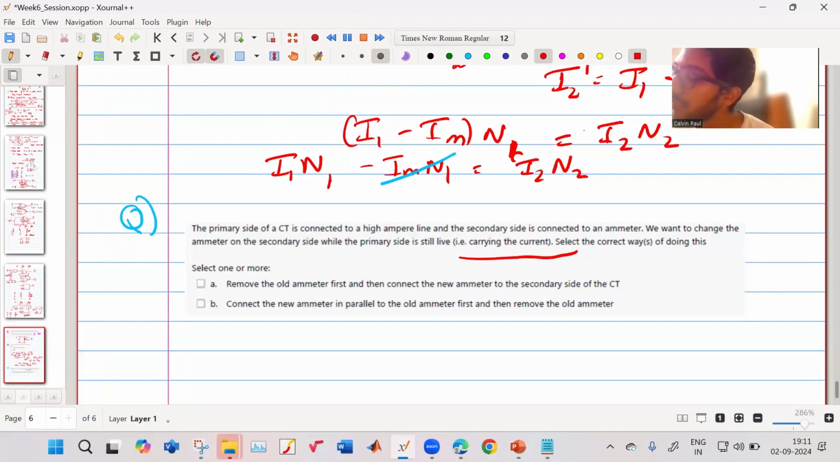If we remove the old ammeter first, what will happen? It will become an open circuit. And then we will connect the new ammeter. Or we must connect the new ammeter in parallel and then remove the old ammeter. Which is better? B. Yeah, we must first connect the new ammeter in parallel, and then we must remove the old ammeter.